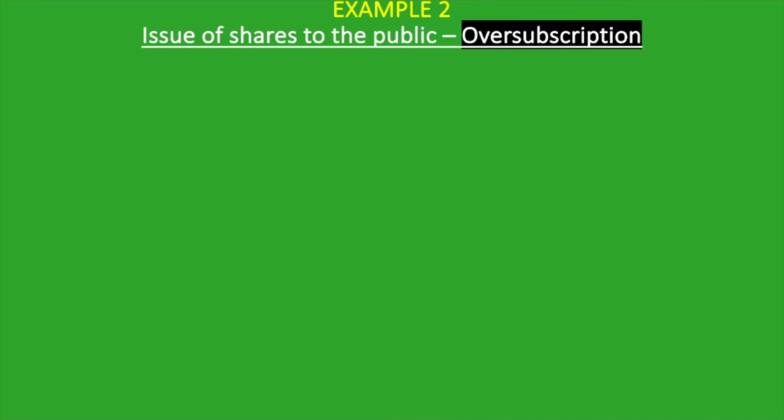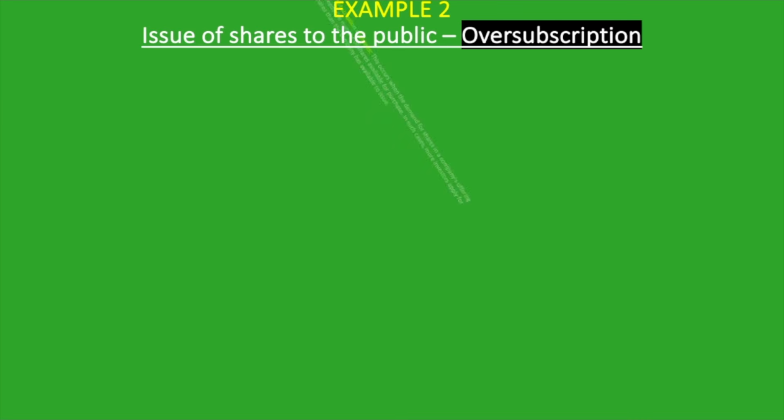And what do you do in that instance? We'll look at this particular example to see how we would handle that. Or you might have exactly the number of applications as the number of shares being issued. So that's where you neither have the oversubscription or the undersubscription. But the third option is where you have undersubscription, where you, let's say, are issuing 10,000 shares, but you only received 8,000 applications. That's an undersubscription. We're going to look at that in the next example.